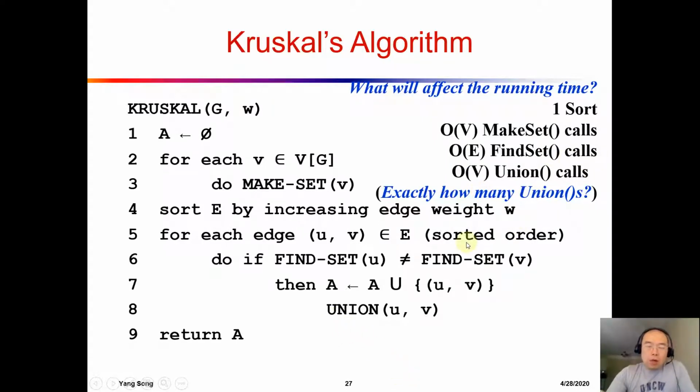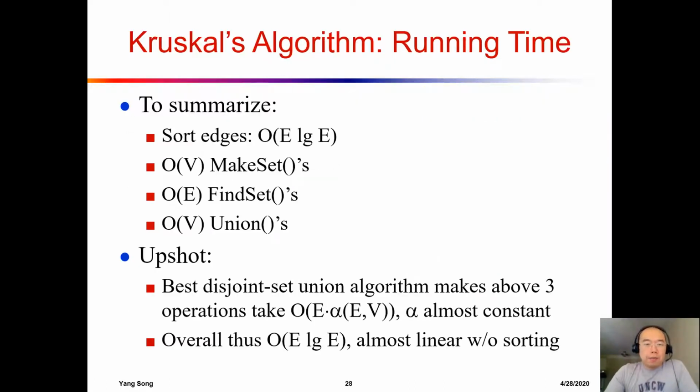And eventually, we may union. Our goal is to union all the nodes together into one big set. So in this case, we are going to do O(V) union calls. The sort, we know, is n log n. Then for the make set, find set, and union, our next question is: how computationally expensive are those three function calls? So that's the summary: we are sorting the edges, which is E log E, and then we have O(V) make set, O(E) find set, and O(V) union.